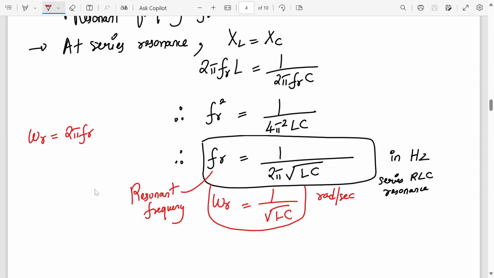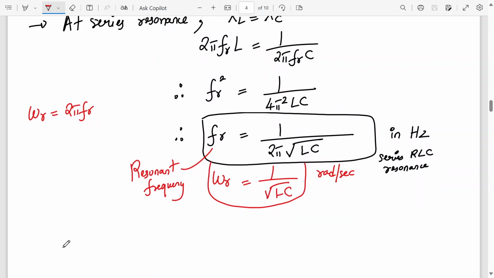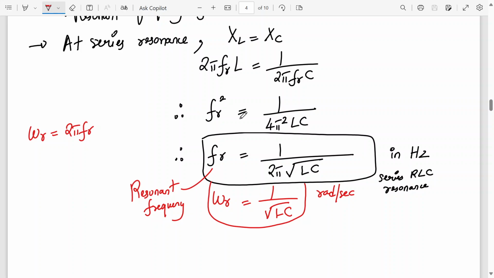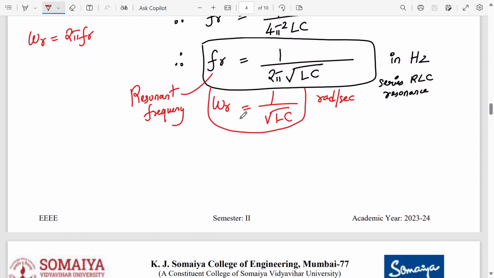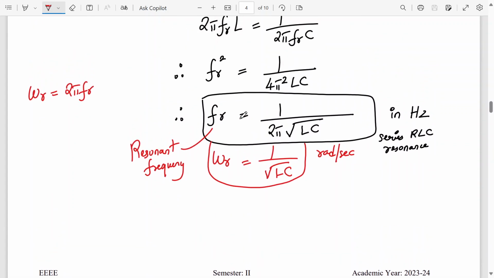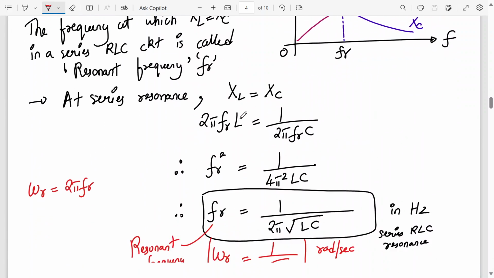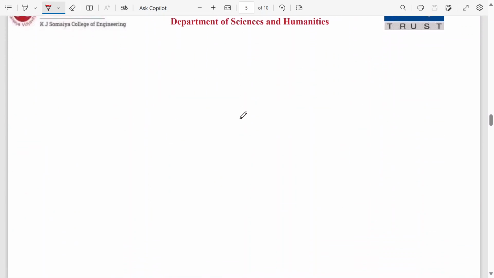Now we talk about two more parameters, that is resonance curve, and then we'll stop the lecture for today. We'll talk about series resonance curve. Up till here completed, everyone? Okay, great. We are just a few minutes away. Now we have talked about resonant frequency. Now let's talk about series resonance curve.